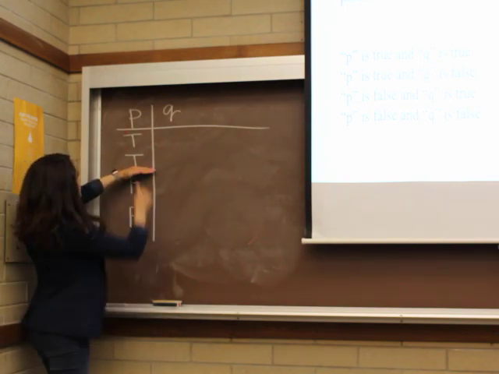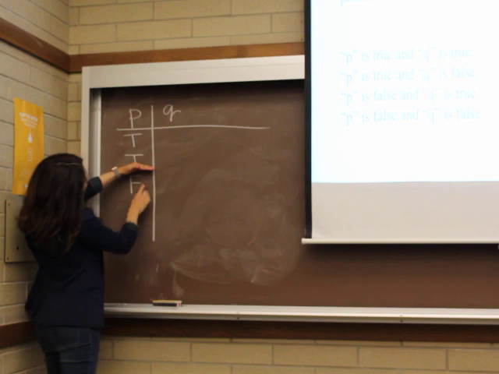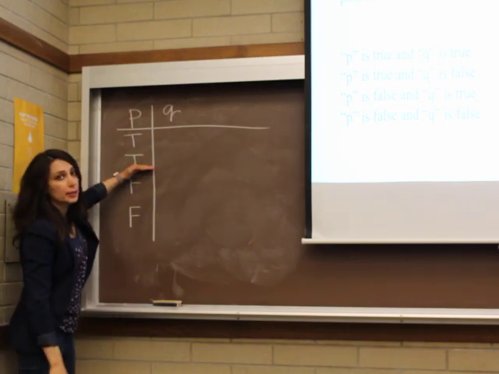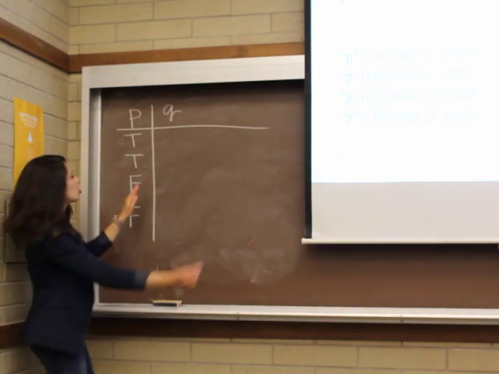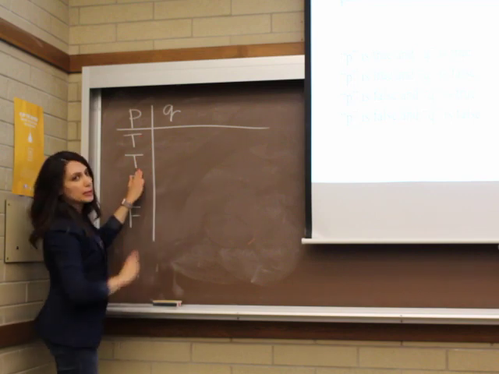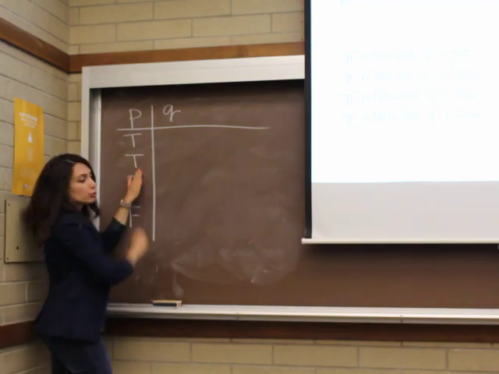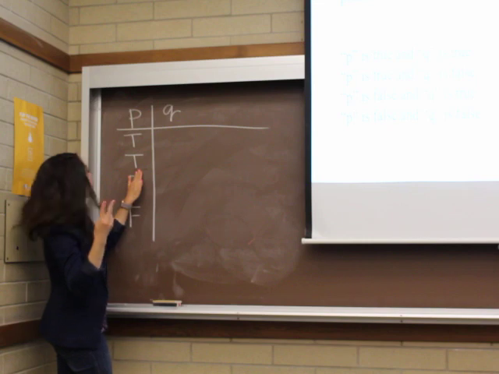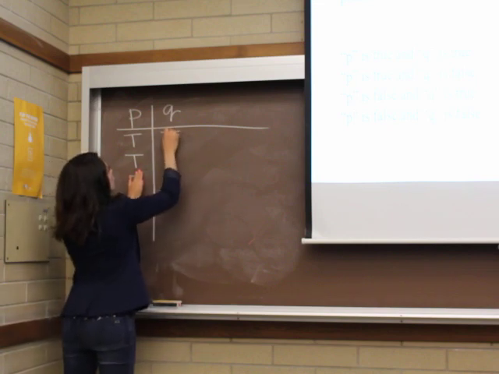For half of the possibilities, P is true. For half of the possibilities, P is false. Let's just focus on the case that P is true. When your P is true, you only have 2 options for Q. It's either true or false.